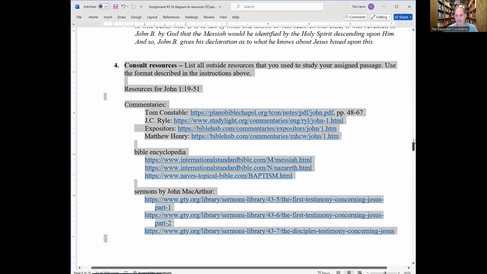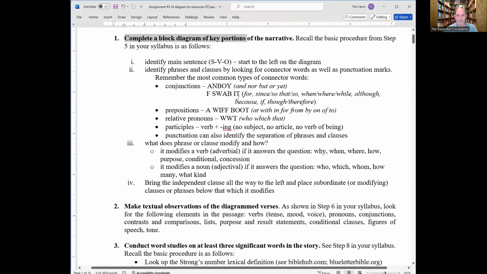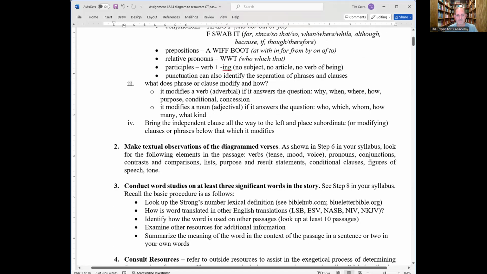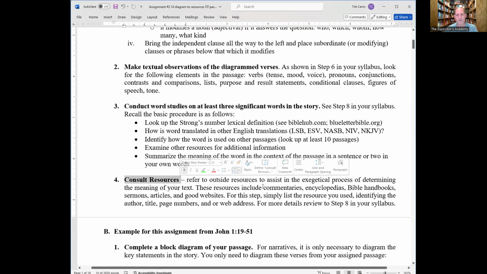Okay, so that's what entails all of assignment 2.14. Again, it's going to be the diagram of just those few verses that I noted for you from your assigned passage, textual observation of those diagrams, and then word studies on at least 3 words from the whole story, and then consult resources for your passage. Identify those resources you used in your study. Okay?